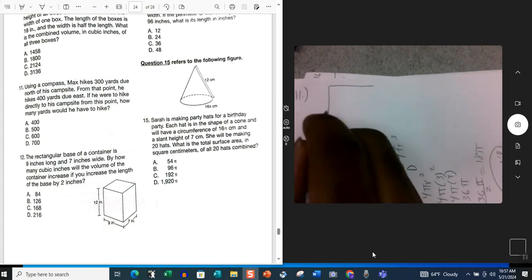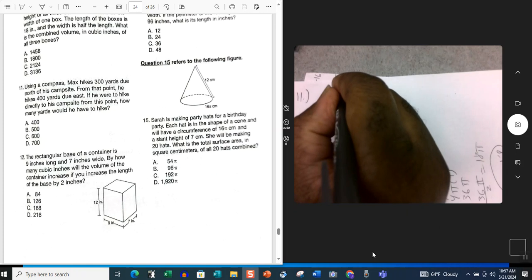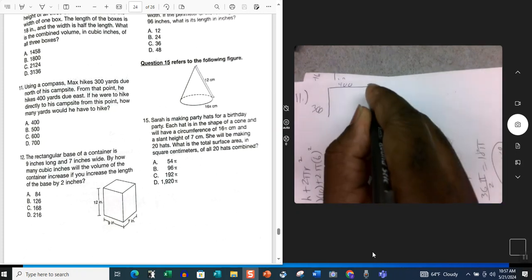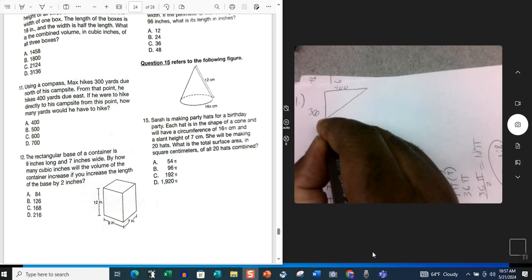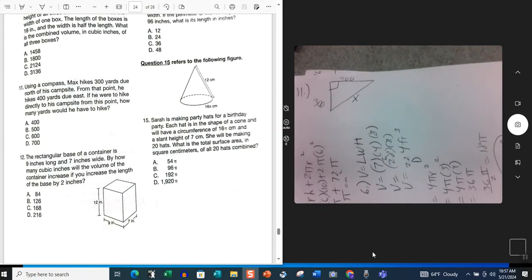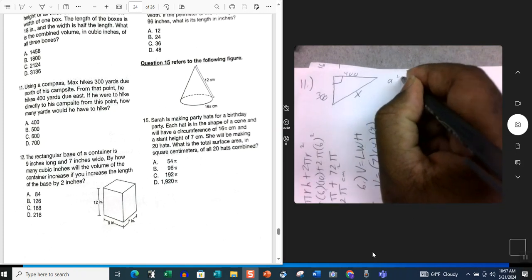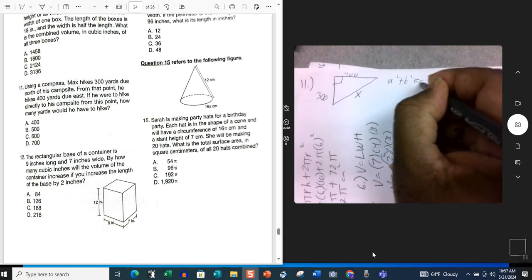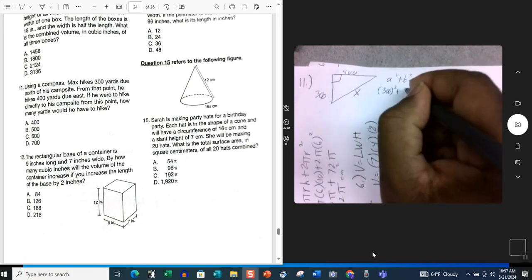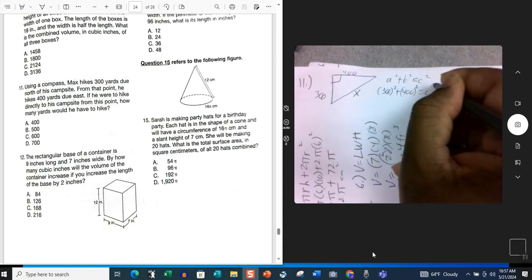So now what we have here, it says that you went 300 yards north, then you went 400 yards east, and then now they want us to go back to the campsite. So that means you will go here. So this forms a right triangle, as you see here. So we're missing this side here, which would be X. So now, we can use the Pythagorean theorem, which is a squared plus b squared equals c squared. So a, we can make 300, and that's squared. B would be 400, and that's squared equals c squared.